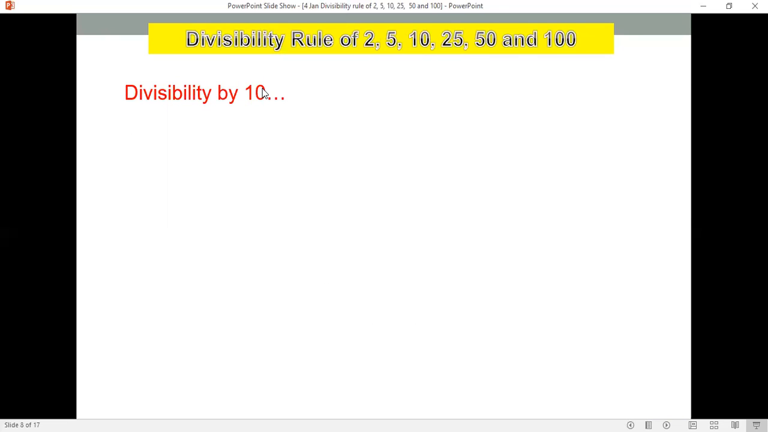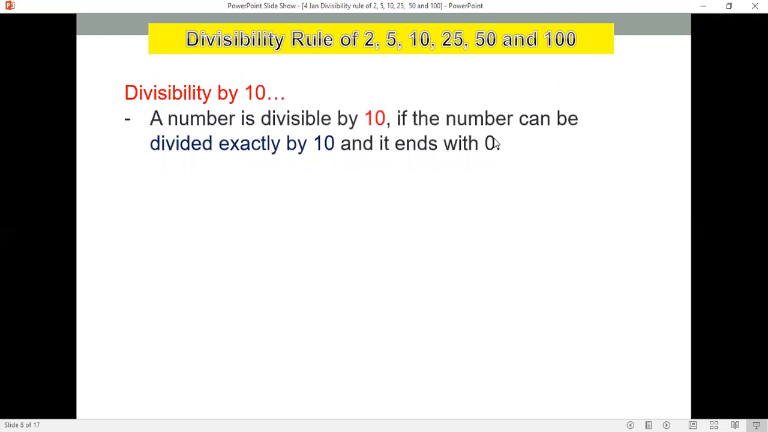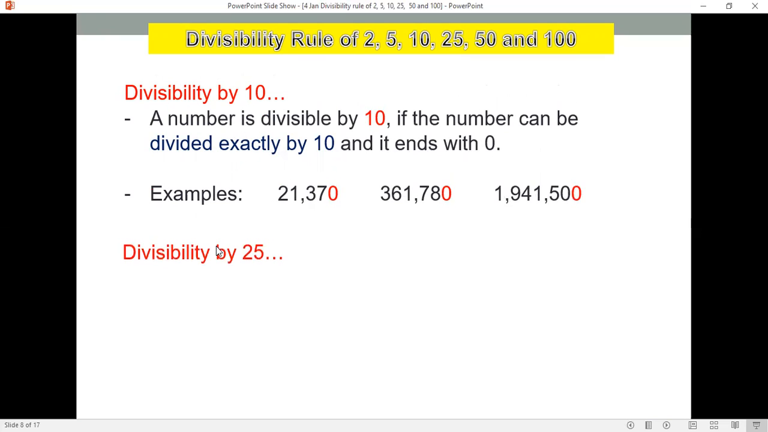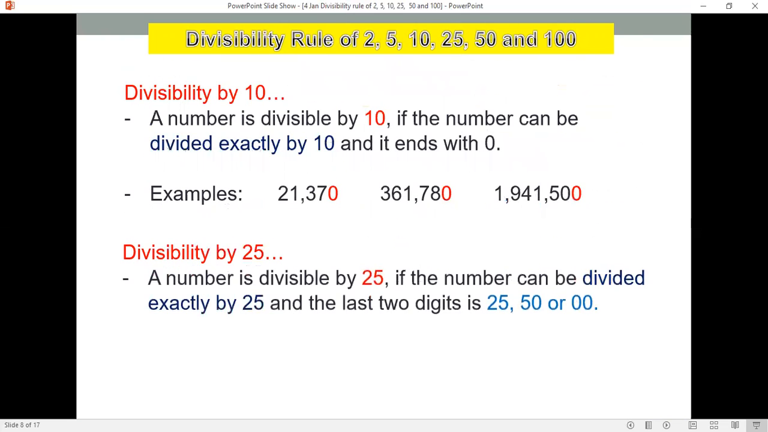All numbers that are multiples of 10 or 100 or any number that ends with 0 is divisible by 10. Any number that ends with 0 is divisible by 10. All these numbers, okay, they end with 0, therefore they are divisible by 10. Next one, divisible by 25. What is divisibility by 25?